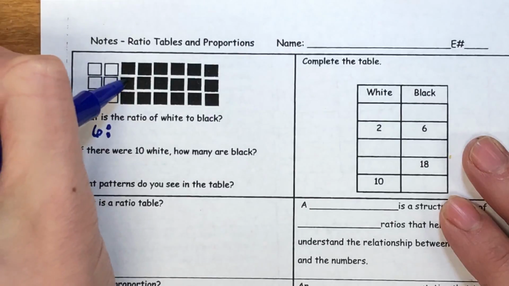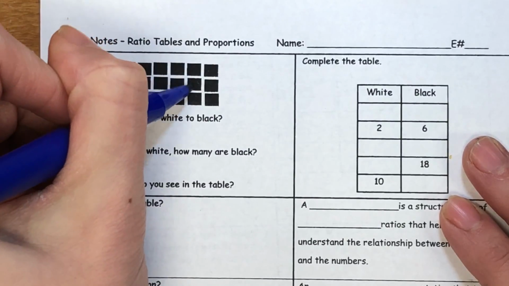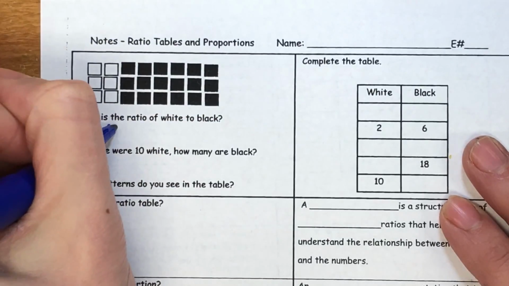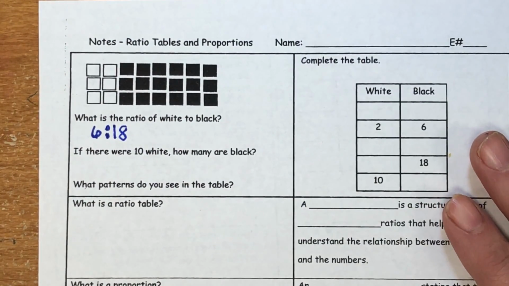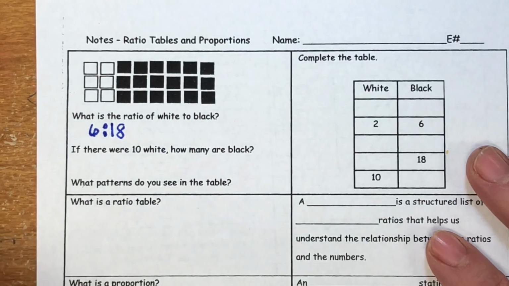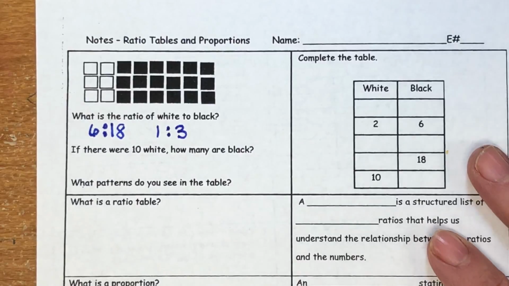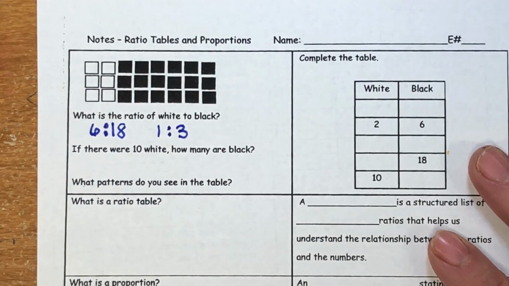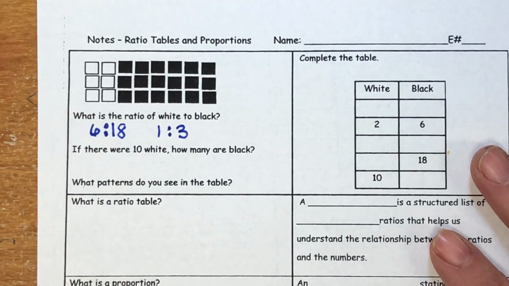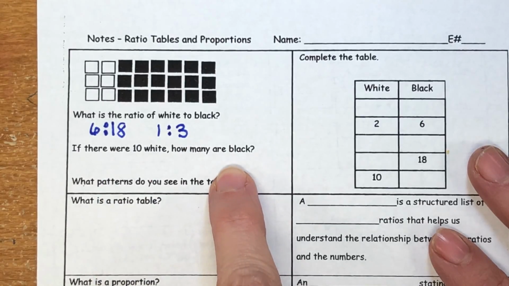So let's count. 1, 2, 3, 4, 5, 6, 7, 8, 9, 10, 11, 12, 13, 14, 15, 16, 17, 18. So 6 to 18. And we can reduce this as 1 to 3. So that means for every 1 white square I have 3 black. If there were 10 white, how many are black?